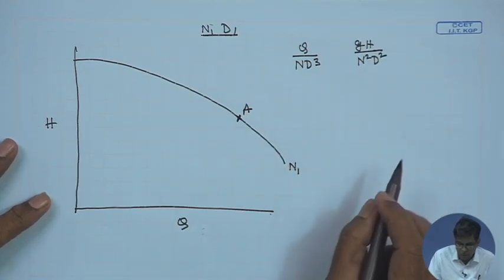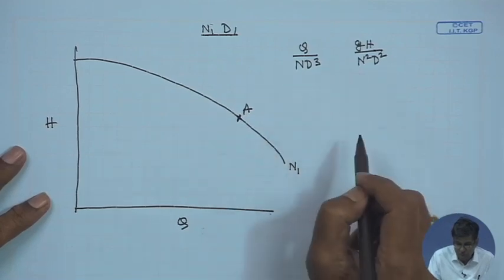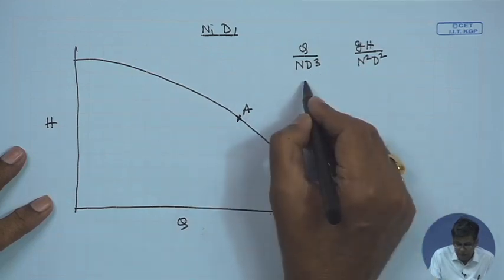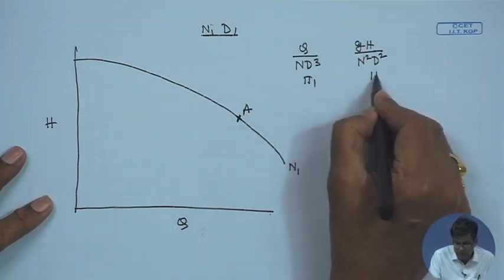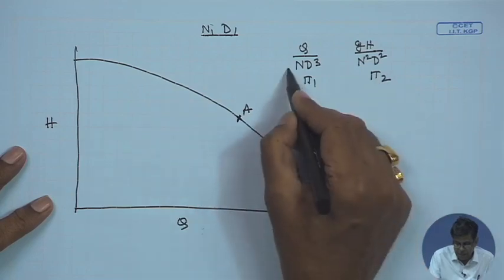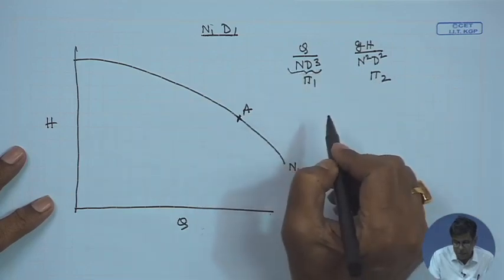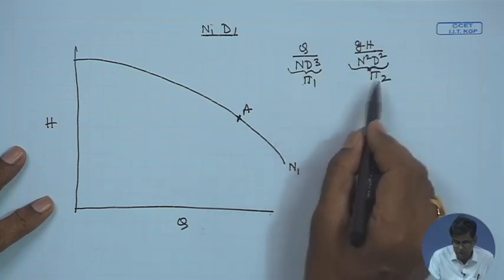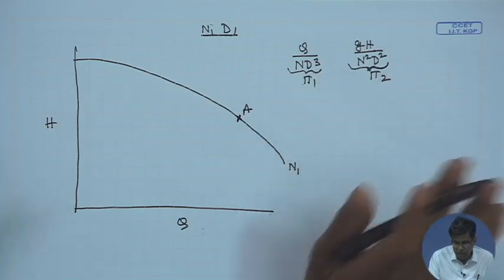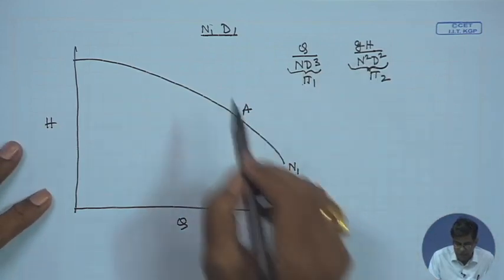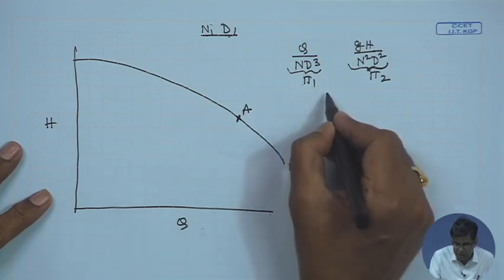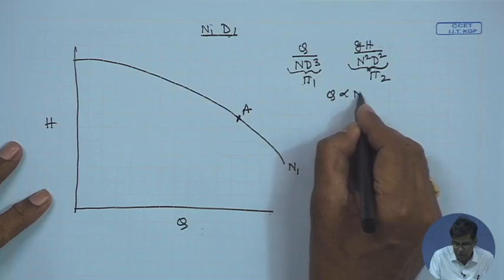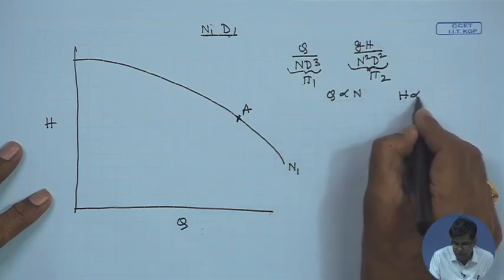Well, so these two we just take. Now, this is pi 1 as we symbolized, and this is pi 2. This term is defined as flow coefficient and this term is defined as head coefficient. So, these pi 1, pi 2 terms you are already acquainted with. Now, we take this help, and if the diameter is fixed now and only the speed is changing, then Q by N is constant, Q is proportional to N and H is proportional to N square.